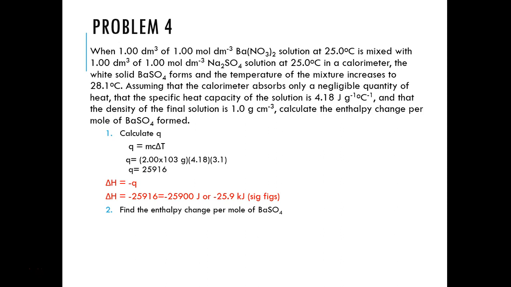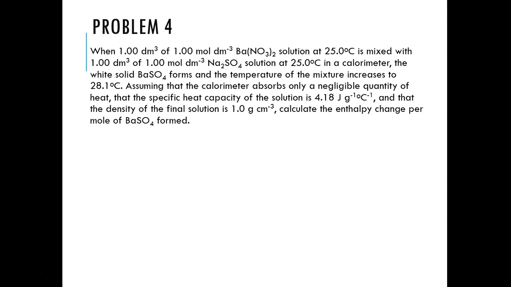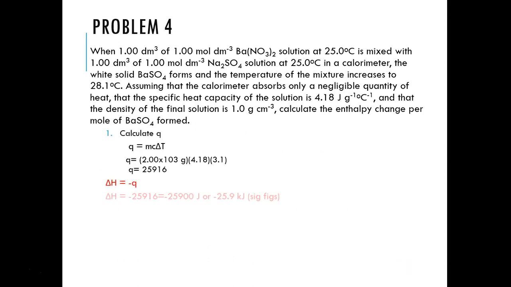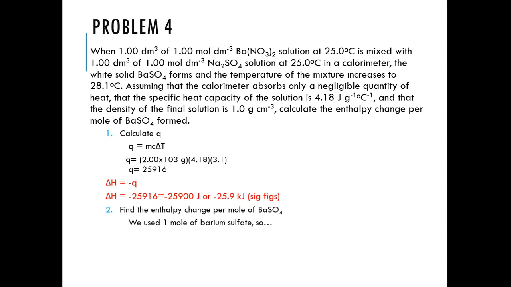When we find the enthalpy change per mole of barium sulfate, it might help to look back at our balanced equation from the slide before. Assuming there's a 2 in front of sodium nitrate, but again, we don't really need that. We had 1 mole of barium nitrate and 1 mole of sodium sulfate that produced 1 mole of barium sulfate. So we only produced 1 mole of barium sulfate, so we just have to divide by 1, and we get negative 25.9 kilojoules per mole.